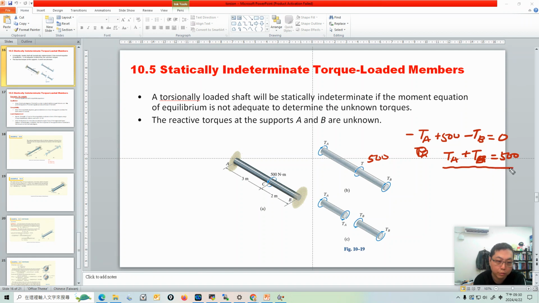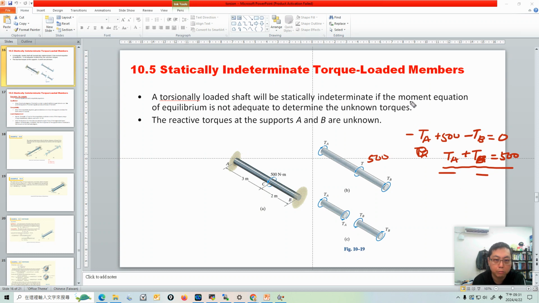That means this is the moment equation of equilibrium, because for the whole system the torque must be zero, because everything is static. No translation, no rotation. Here we only consider rotation. So we only have this equation, but we have two unknowns, TA and TB. One equation, two unknowns. It's not solvable. This is called statically indeterminate.